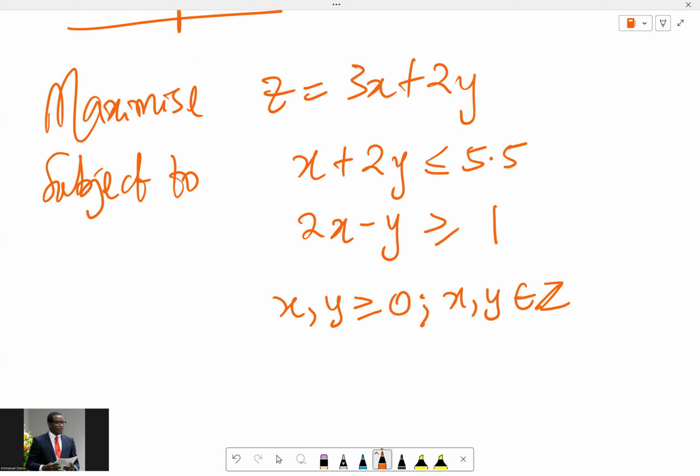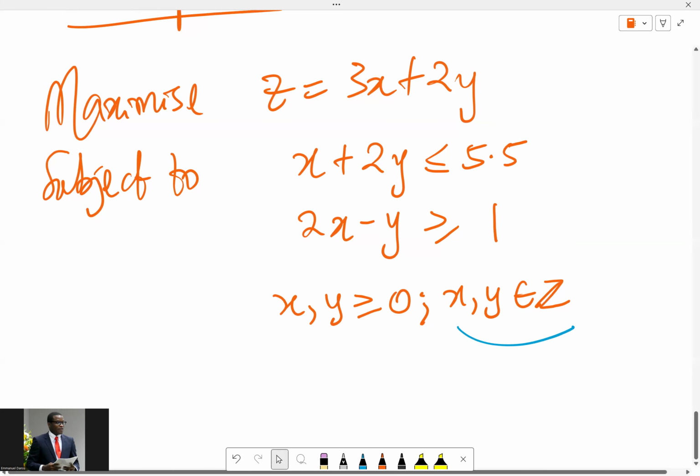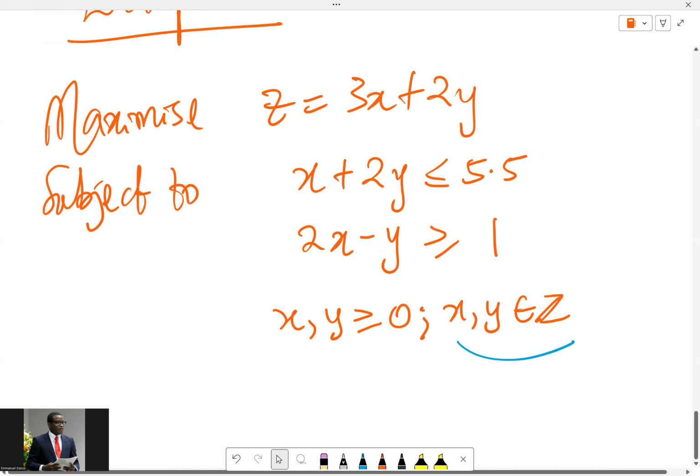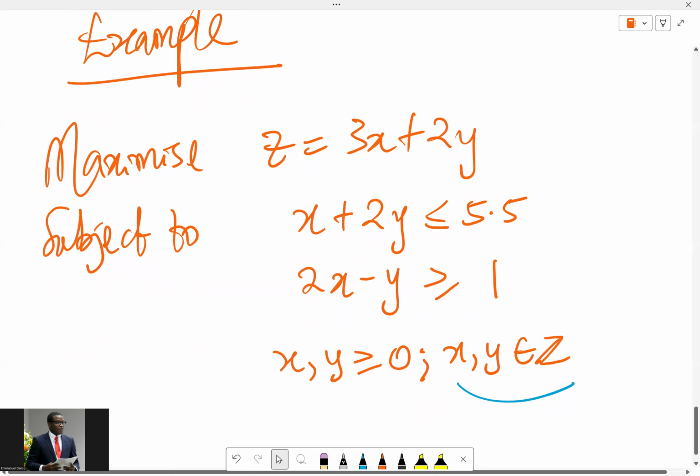So this is where the integer programming thing comes in. Those x and y must be integers. We can't afford them to be non-integers. Now you can solve this problem using any method you like. You can use a graphical method, you can use the simplex method, but the graphical method is easy and more straightforward, so we can go for that. So this is the problem we have.